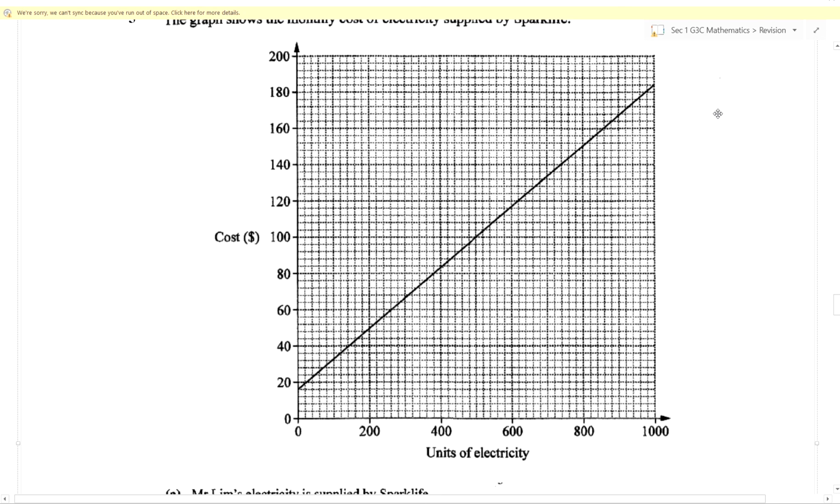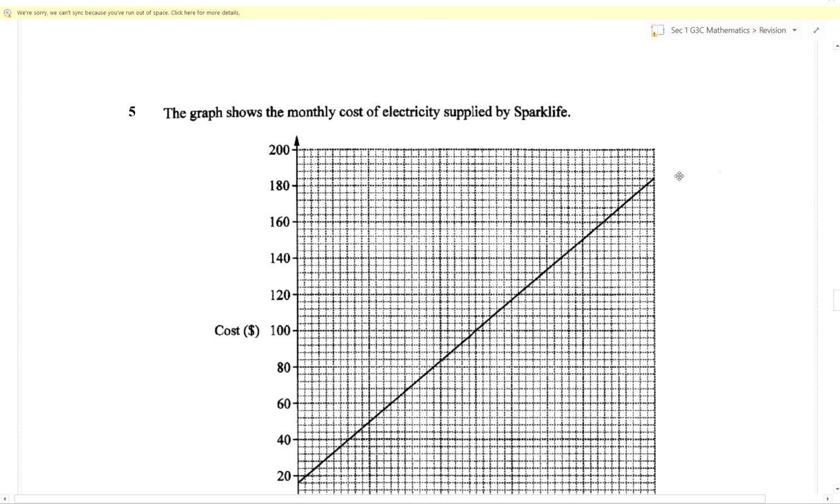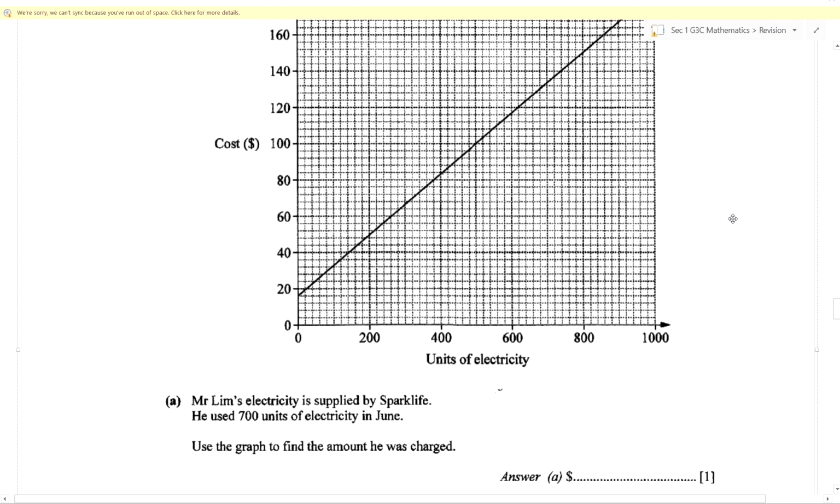Okay, so here we have the graph showing the monthly cost of electricity supplied by Sparklight. So the vertical axis, now take note, I didn't say it is the y-axis, it is called the vertical axis, representing the cost. Horizontal axis will be the units of electricity. So the more electricity you use, what do you expect to happen? The higher the cost, the more money paid.